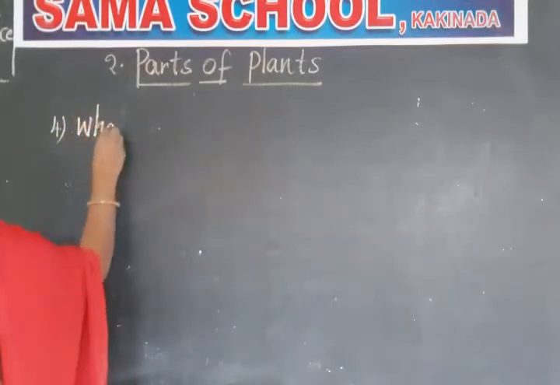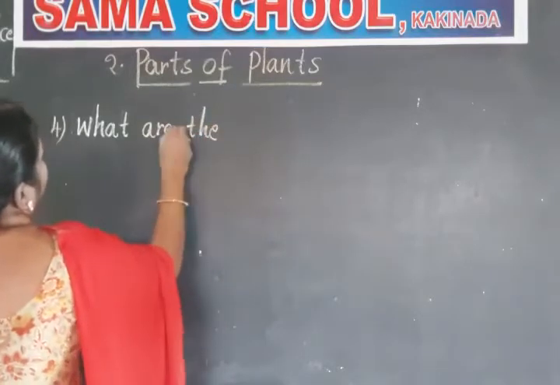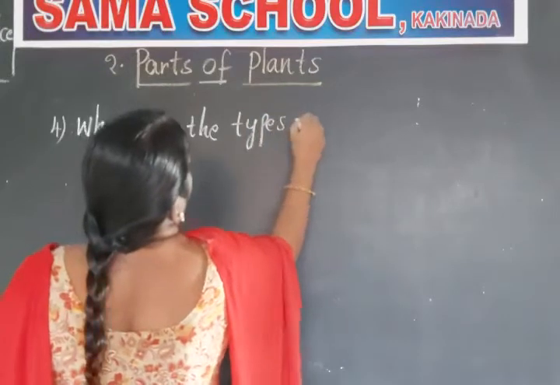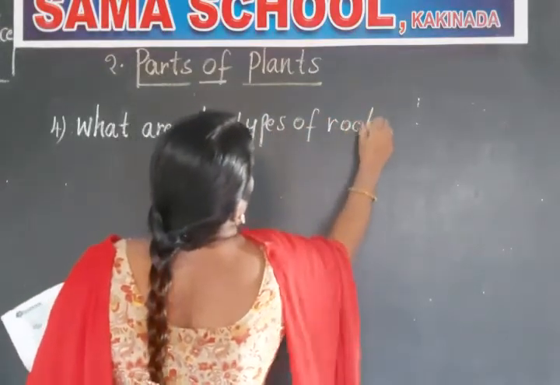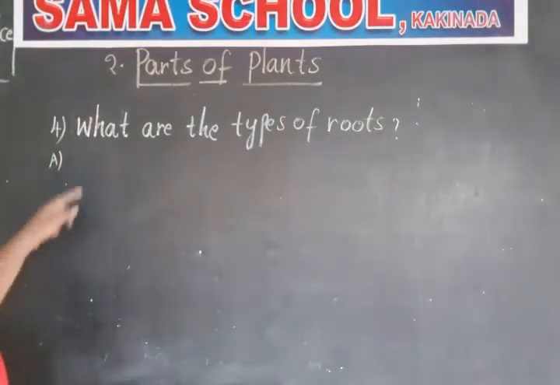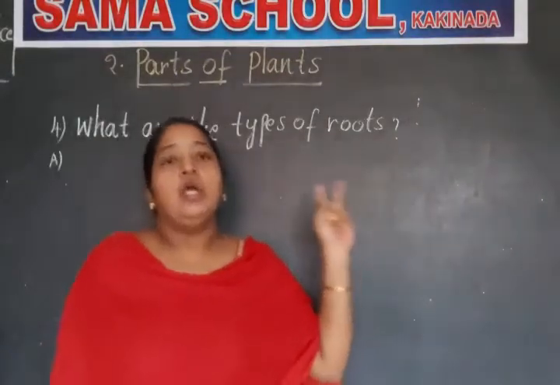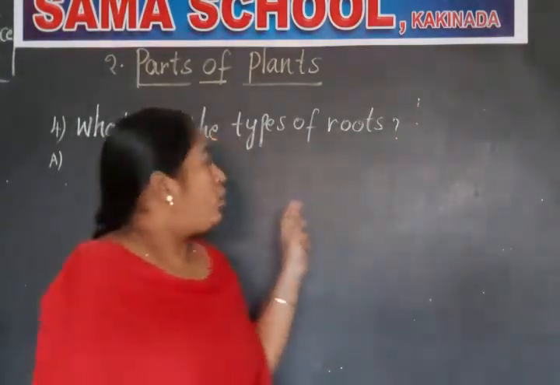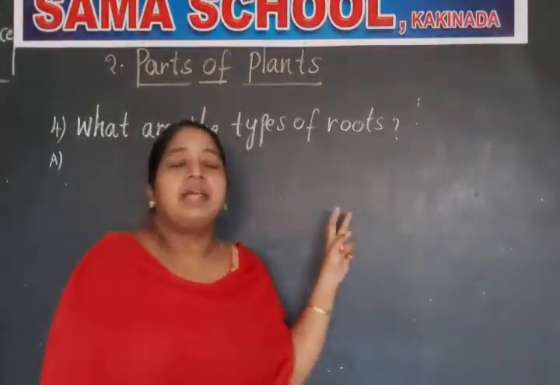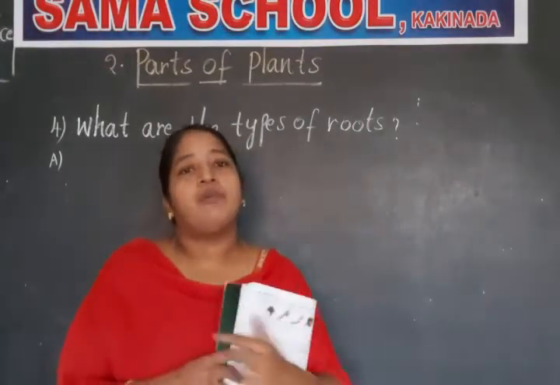What are the types of roots? What's the fourth question, children? What are the types of roots? So you have already learned there are two types of roots. How many types of roots? There are two types of roots. One is taproot and the other one is fibrous root. Do you remember what is taproot, children?